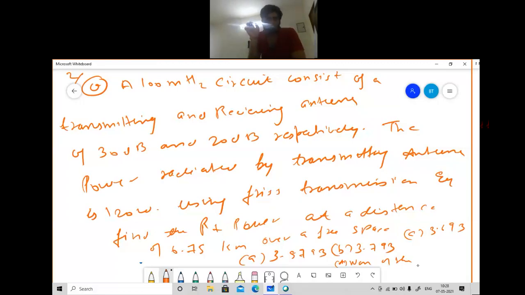One more time I am repeating the question. A 100 megahertz circuit consists of a transmitting and receiving antenna of 30 dB and 20 dB respectively. The power radiated by the transmitting antenna is 120 watt. Using the Friis transmission equation, find the received power at a distance of 0.75 kilometer over free space. Option A was 3.5793, B was 3.793, C was 3.693, and D was none of these. This was last year's paper. You can download it from the internet and see this question paper. This question was there in last year's GATE exam for 2 marks. Please tell me the correct answer.